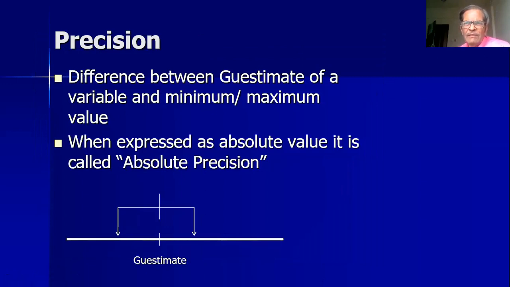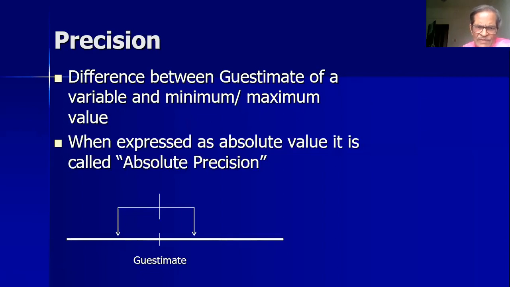In some of the problems of determining the sample size, we will have to mention the precision, with what precision you want your estimate to be. The difference between the guesstimate, that is the guessed estimate of a variable, and the minimum and the maximum values acceptable to you is the precision. When it is expressed in absolute value, it is called absolute precision. But when it is expressed in terms of percentage of the guesstimate, then it is called relative precision.